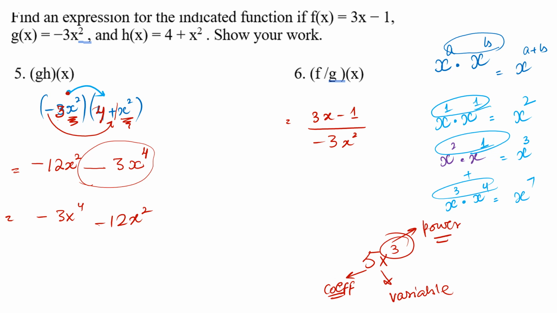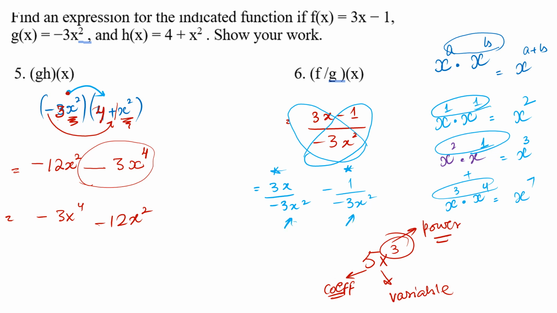Now what do we do? What is the strategy here? That with all the numerators, write down the denominator. It means 3x over negative 3x squared, right? Then the next is negative 1 over negative 3x squared, right? Which means for every numerator I wrote down the same denominator.